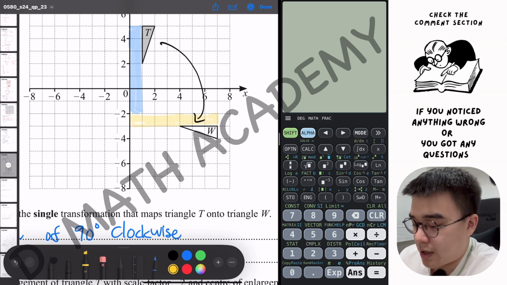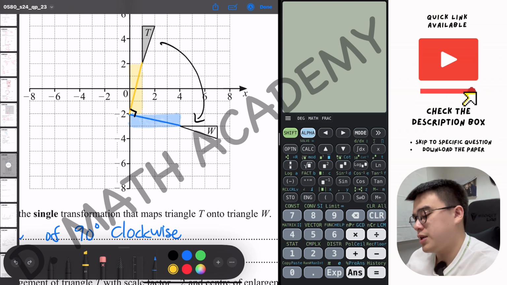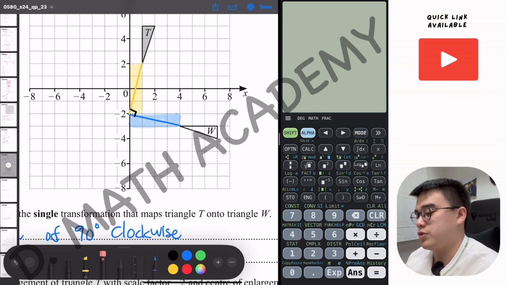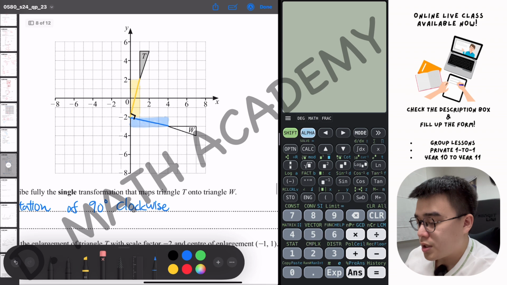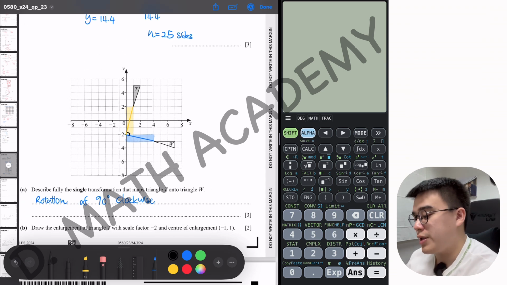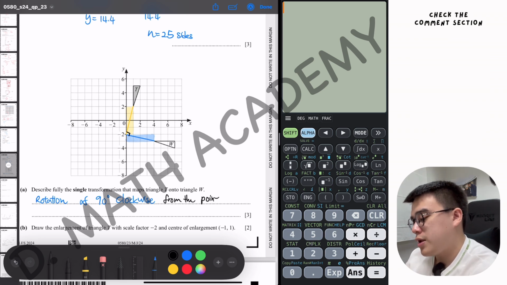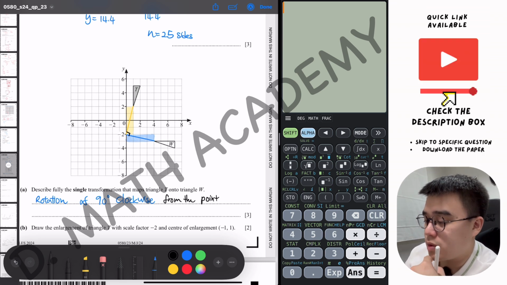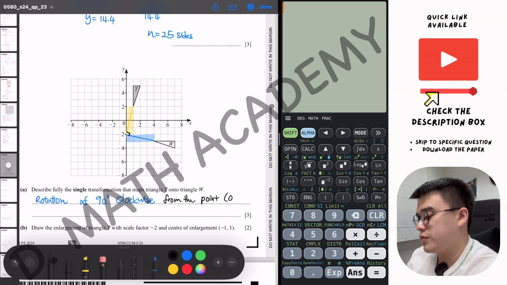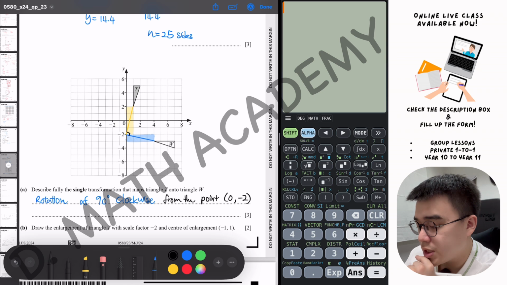So personally, I will always keep my drawings over there looking something like this, and I will just move on to the next question. Okay, so one last thing that I have to write down will be the point. In this case, it will be 0, -2. And that's pretty much it for this question.